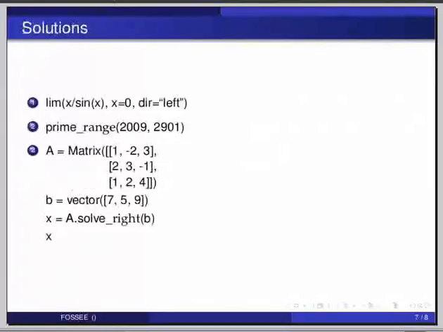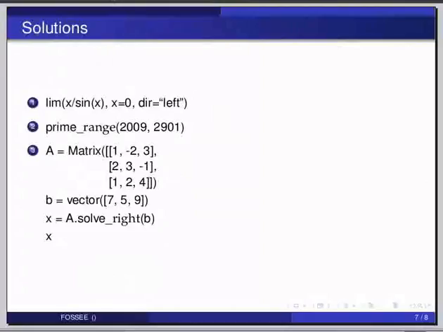So now we can look at the answer. To find out the limit of an expression from the negative side, we add an argument dir equal to left, as limit(x/sin(x), x=0, dir="left"). And for the second question, the prime numbers from 2009 to 2900 can be obtained as prime_range(2009, 2901).